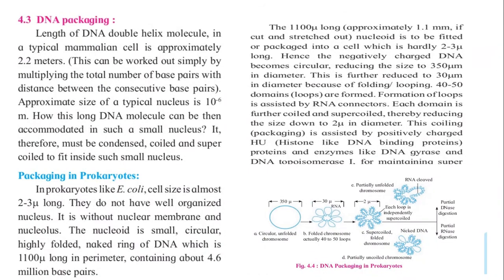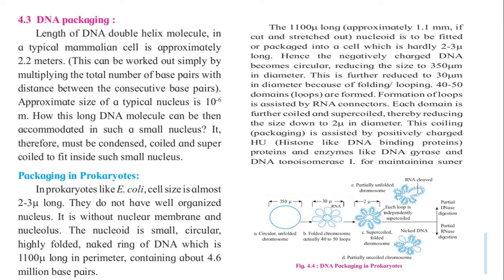Next topic, DNA packaging. The length of the DNA double helix molecule in a typical mammalian cell is approximately 2.2 meters. The approximate size of a typical nucleus is 10 raised to the power of minus 6 meter. How can these long DNA molecules be accommodated in such a small nucleus? It must therefore be condensed, coiled and supercoiled to fit inside such a small nucleus.